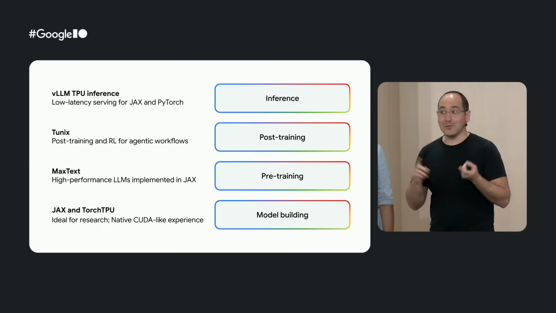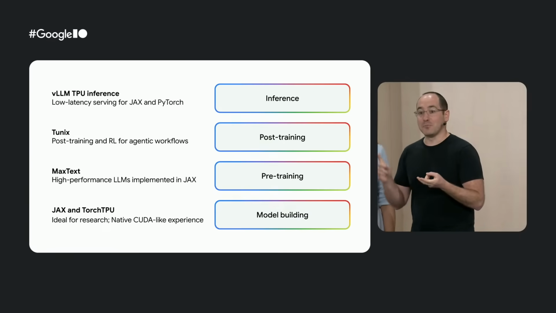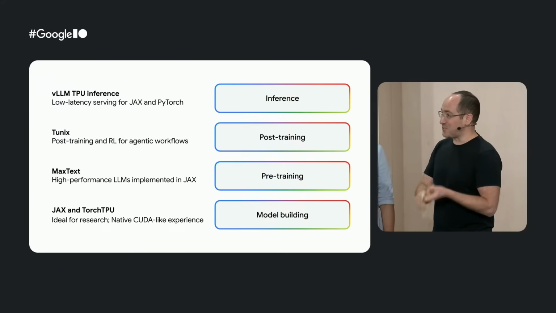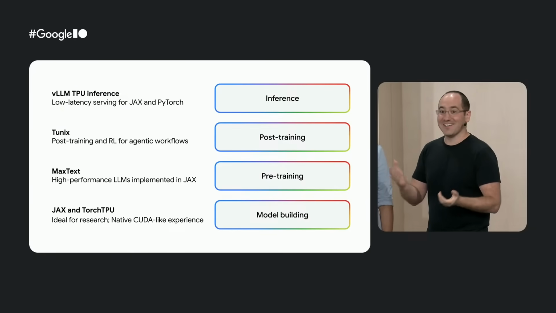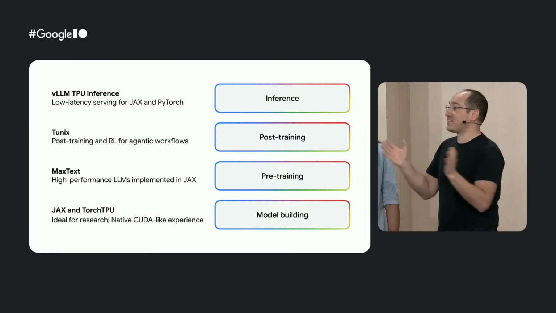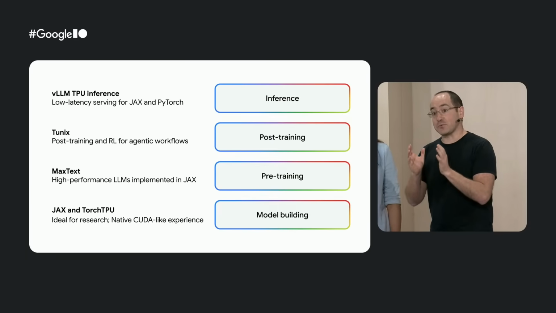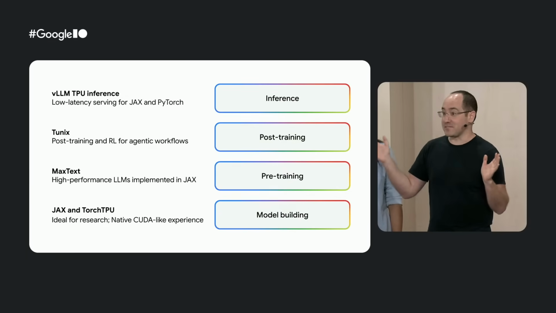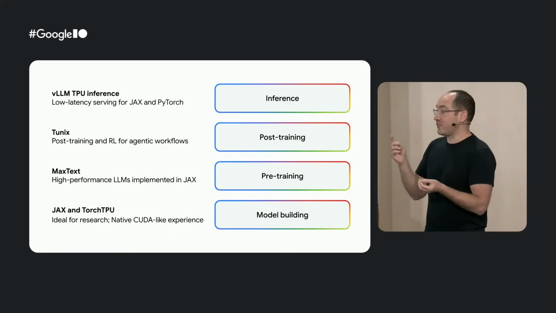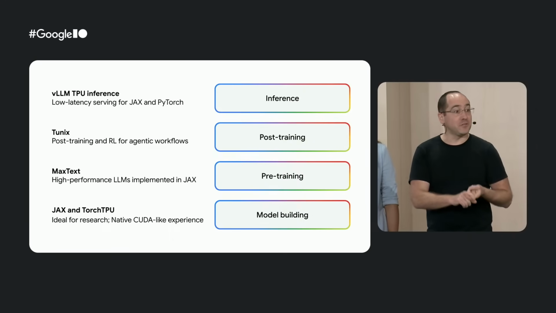So we'll start with a demo of serving Gemma 4 using vLLM on TPUs. And then we'll move into another demo of doing some post-training with a different version of Gemma using Tunix, which is our lightweight post-training framework. Then quickly, we'll go through MaxText, which has high-performance reference implementations of all sorts of large language models implemented in JAX. And these will scale out of the box to thousands of chips, which are super cool. And then we'll talk about frameworks for actually building models. So JAX, which is used to build Gemini and Gemma. And then we'll talk about Torch TPU, which is really cool.